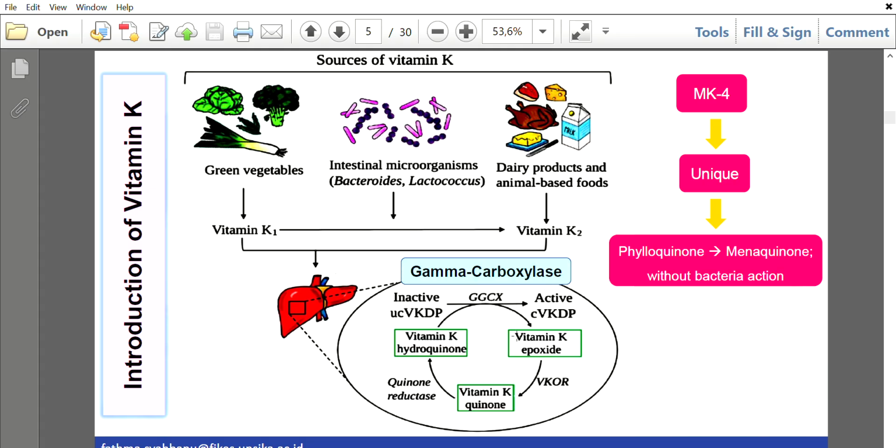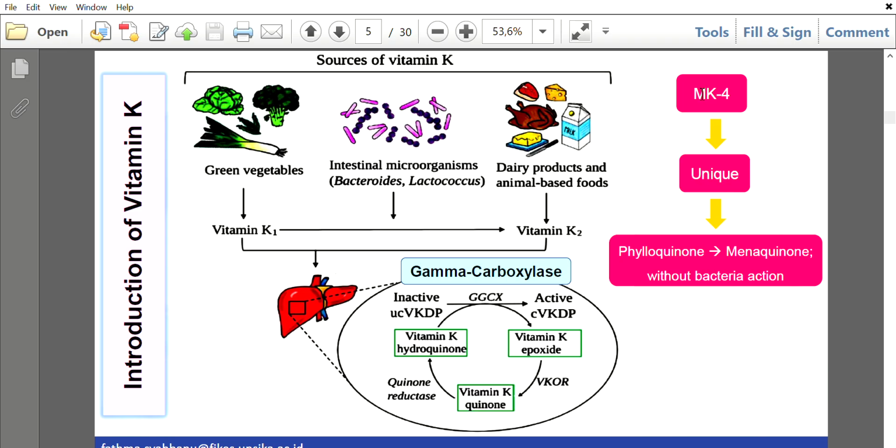The vitamin K quinone will be activated by the quinone reductase. So that's why the vitamin K quinone becomes the active form, vitamin K hydroquinone. So the vitamin K hydroquinone can continue its activity as the coenzyme.